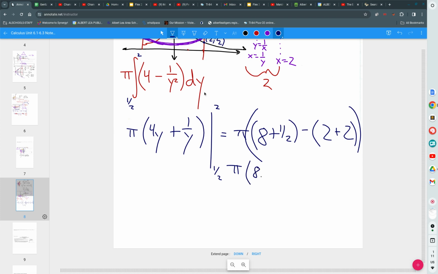So I don't know, 8.5 minus 4 is equal to 4.5 times pi, probably more commonly known as 9 pi over 2, as 4.5 is 9 over 2. A little bit better?